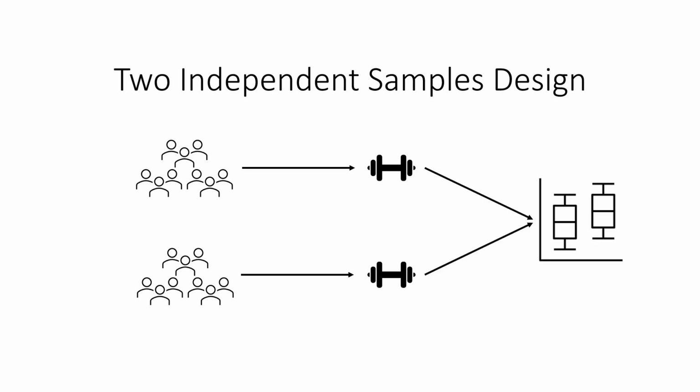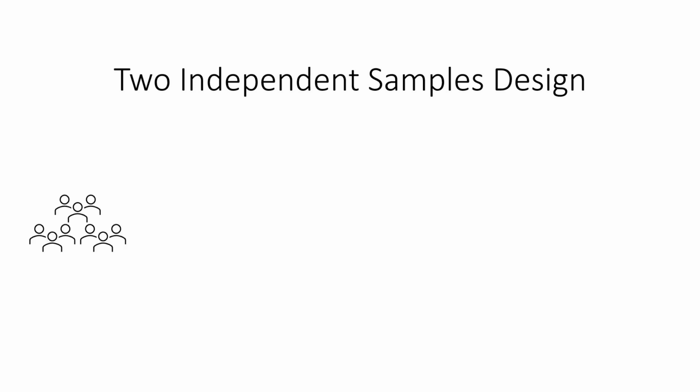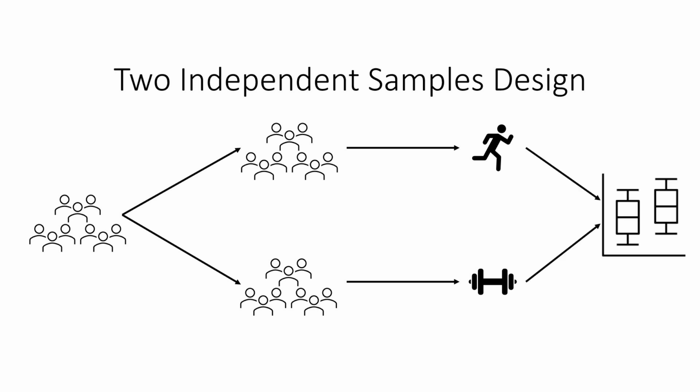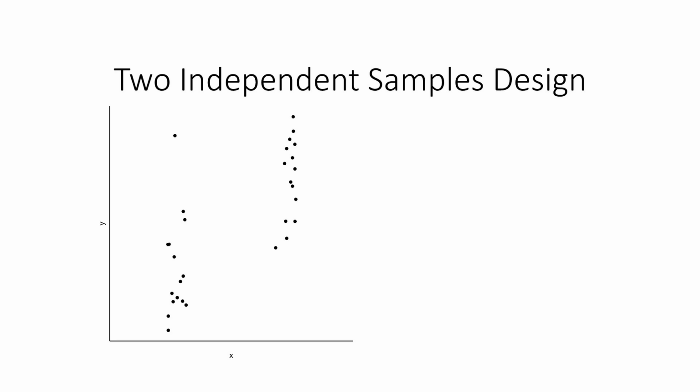Or, for example, in an experimental context, you start with a single group of individuals, but you randomize these into two separate samples, and then you have them both complete different interventions, and then compare these two sets of data that you collect. So, typically you end up with data something like this. You'll have two groups of individuals.